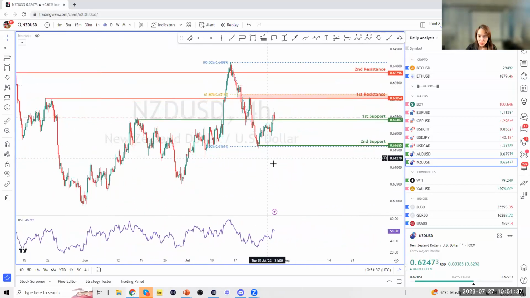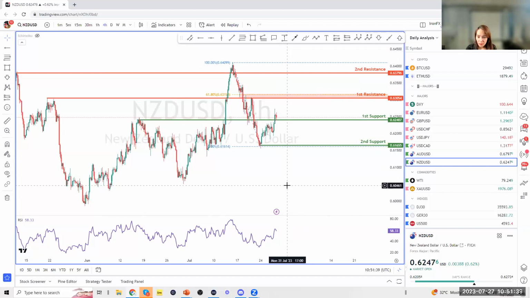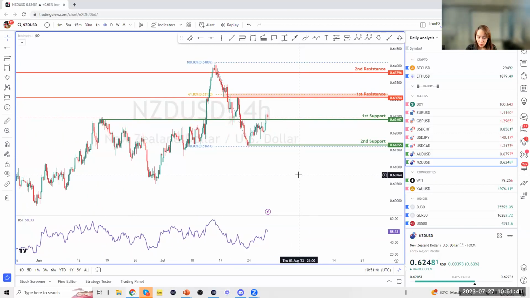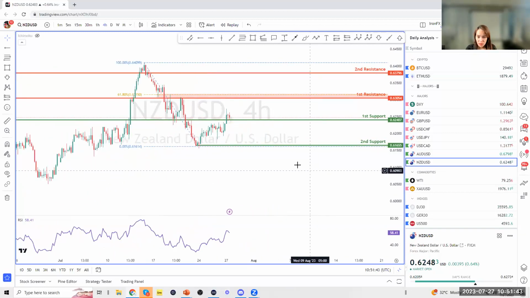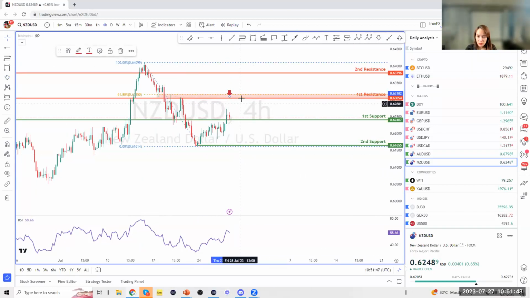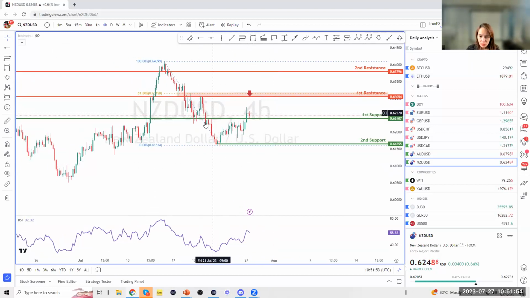Okay, so I think for the Kiwi dollar, it looks very clean for the support and resistance here. So if you want to sell again, wait for this level, you may consider. Okay, wait for the price to confirm, price action or any confirmation, and then you sell.